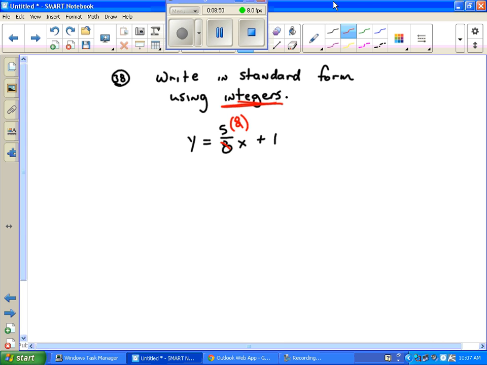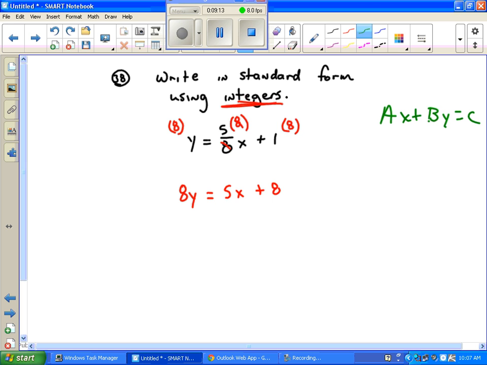But if you multiply that term by 8, you got to multiply everything else by 8. So you got to multiply y by 8 and 1 by 8. So that gives us 8 times y is 8y equals, those canceled out, so all we have left is 5 times x, and 1 times 8 is plus 8. We're not quite in standard form.